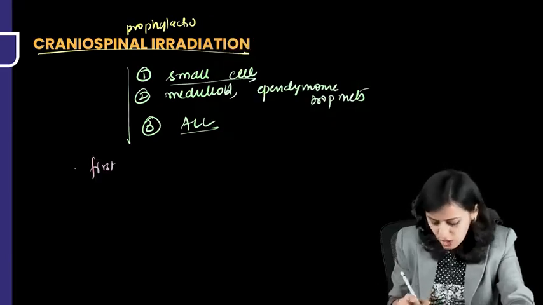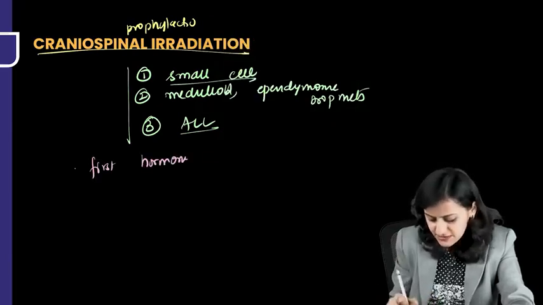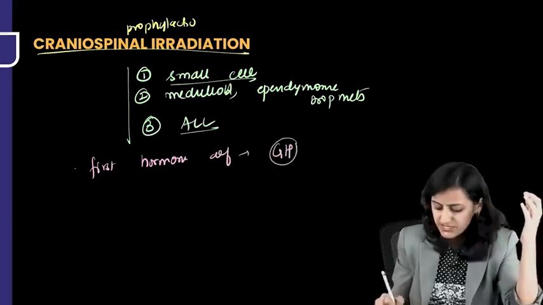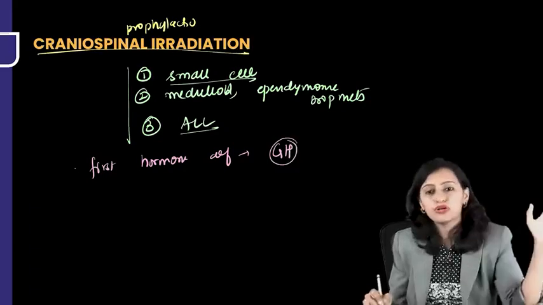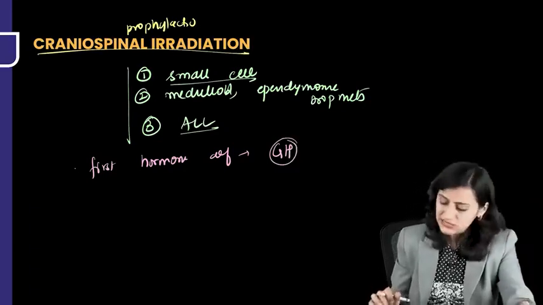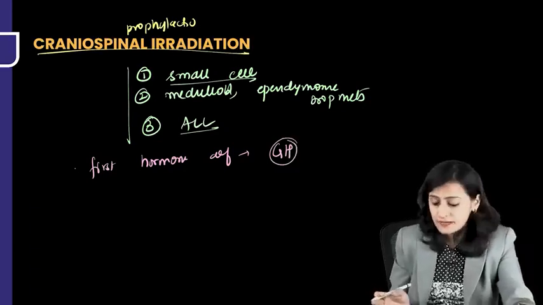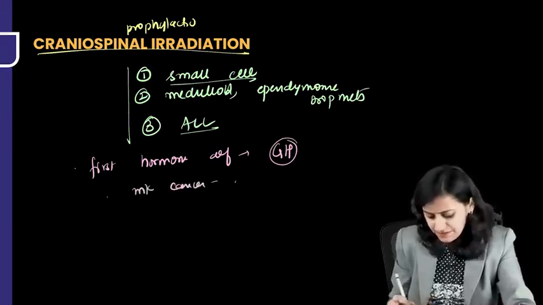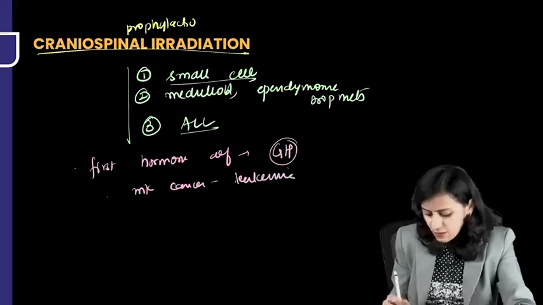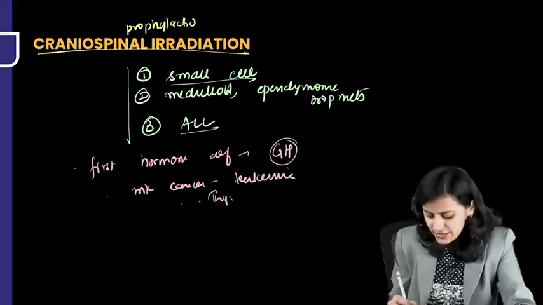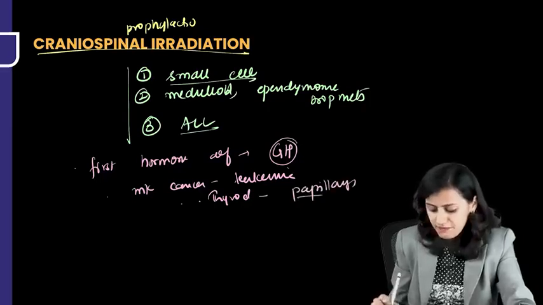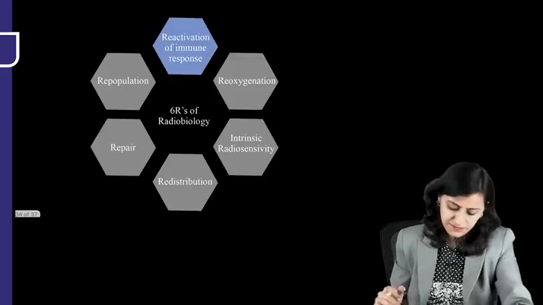What is the first hormone deficiency that we see with this? When you give the cranial irradiation, the first hormone deficiency is the growth hormone. Okay, it is growth hormone which is deficient first. Can you tell me what is the most common radiation-induced cancer? Yes, it is leukemia. What is the radiation-induced thyroid cancer? It is papillary carcinoma. Okay, remember papillary carcinoma post-radiation.